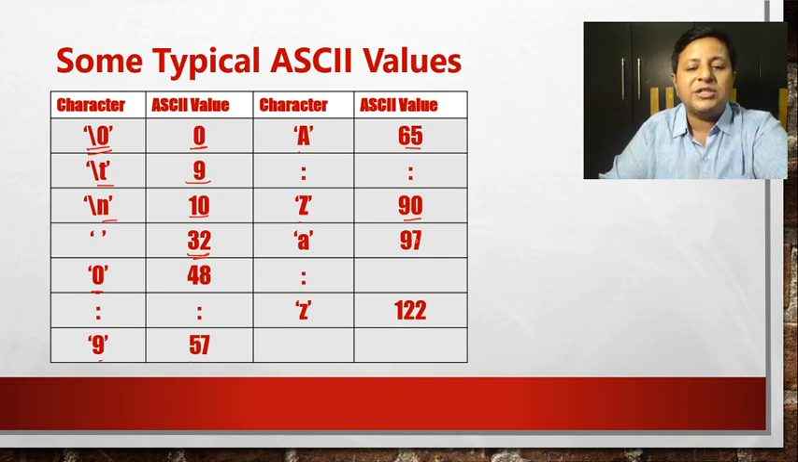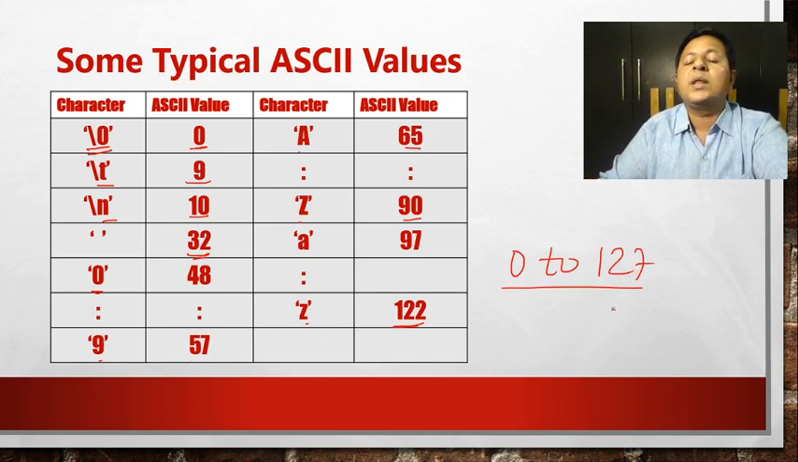Small a is not immediately after capital Z, so it's not 91; there are some other characters in between. So small a is 97, small b will be 98, small c 99, small d 100, and so on, up to small z getting the value 122. You also have some values after that, because if you remember, the range of ASCII values, as we already saw in my previous videos, is 0 to 127.